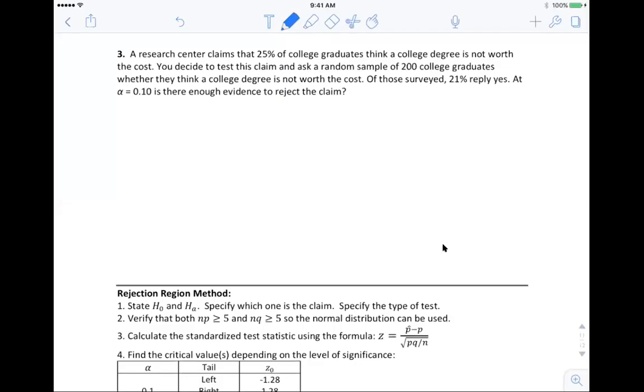Hey everyone, we're back on page 11, chapter 7 notes, continuing with population proportion hypothesis testing. This one, we've got a research center claims that 25% of college graduates think a college degree is not worth the cost. There's a random sample of 200. Of those surveyed, 21% reply yes, an alpha of a whopping 10%. Can we reject this claim?